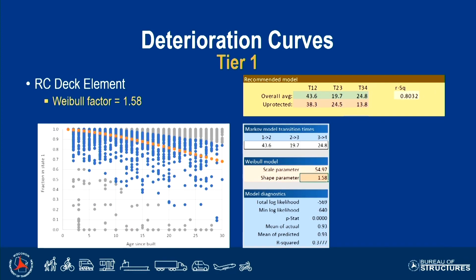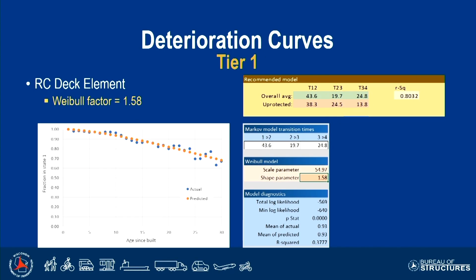And this is just the Weibull calculation for reinforced concrete deck. Here you can see a scatter plot of all the different amounts in fraction in condition state 1. The gray were data points that were eliminated, so this is the maximum likelihood method, and then there was essentially just a best fit curve applied to that.